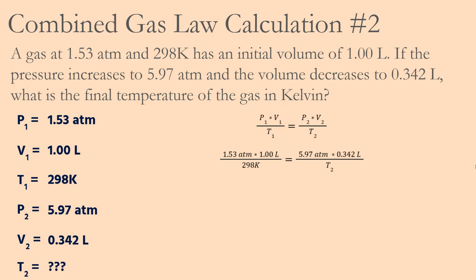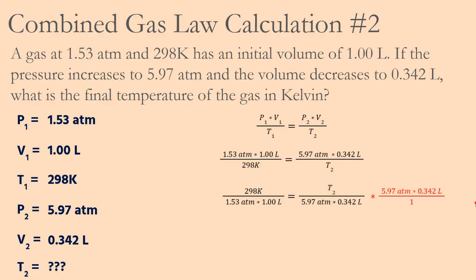Now, my trick for doing this is I like to flip both fractions. Notice the fraction on the left flips, and the fraction on the right also flips. We've basically inverted both fractions. All this does is help us get our final temperature out of the denominator, and it's algebraically allowed. Now the problem is very similar.